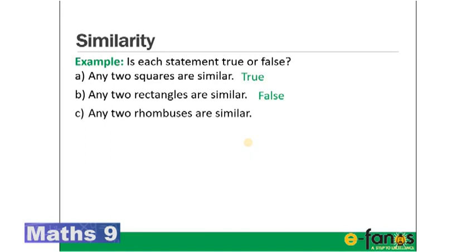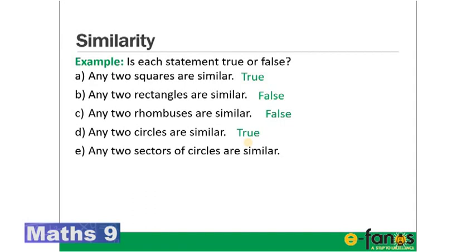Any two rhombuses are similar. That's also false, because you could have rhombuses that have different angles. Any two circles are similar. That's true, because any circle is just an enlargement of another circle. Any two sectors of circles are similar. That's false, because you could have a sector with a large angle and a sector with a small angle.